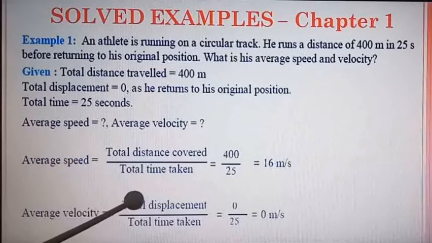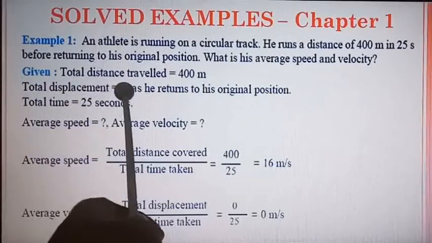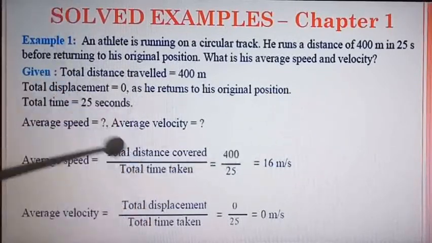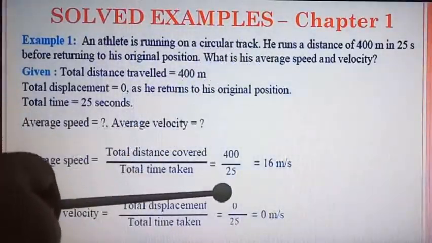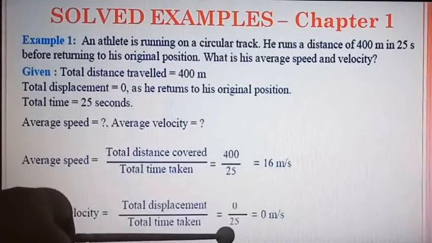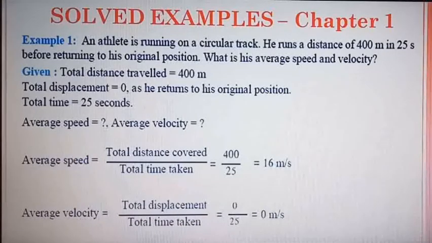And average velocity is total displacement upon total time. What is total displacement? 0, because he is returning back to his original position. He is running on the circular track. So 0 upon total time, 25. So the answer is 0 meters per second.